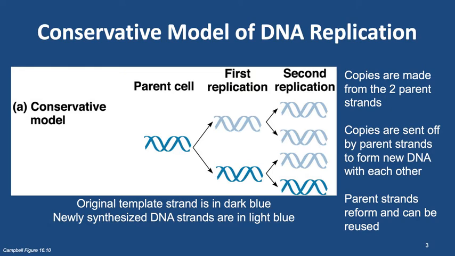This means that basically they come apart, they're copied, and those copies go off on their own and make their own double helices. And this continues through each subsequent replications. Another way of saying this is that the parent strands reform and can then be reused. And so that's the conservative model.